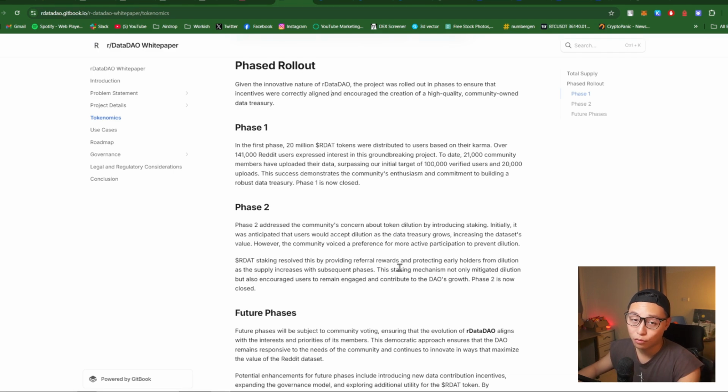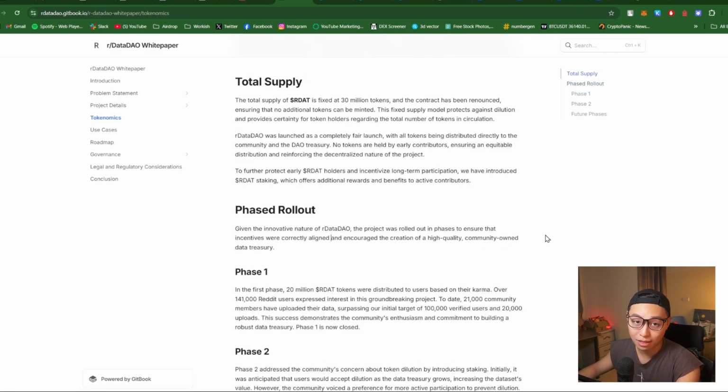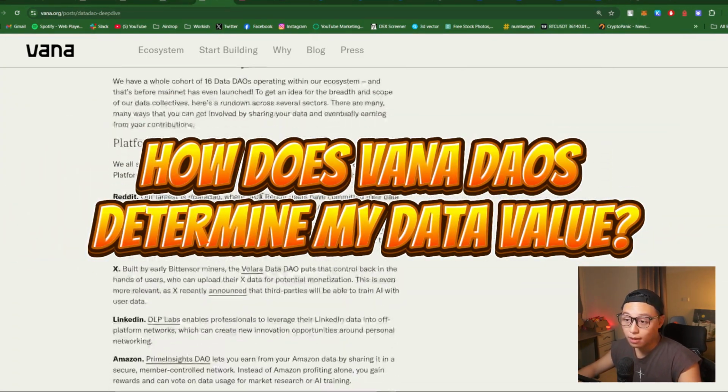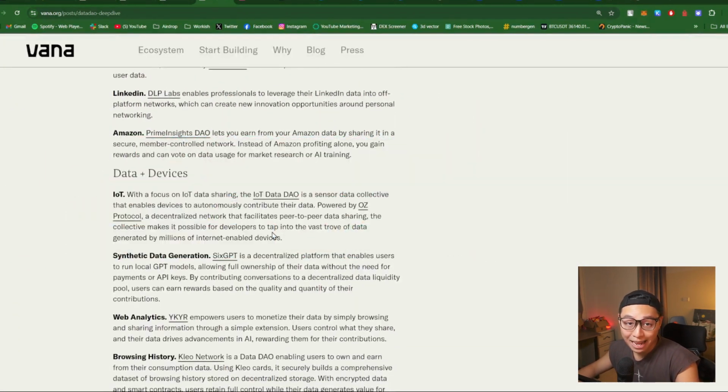Obviously the top performing DAO, they're gonna have a lot of value, right? Their own DLP tokens is gonna have more value than the 16th ranking, so yeah, you can buy or sell it. All right, and the next question is, how do these VANA DAOs determine my data value?